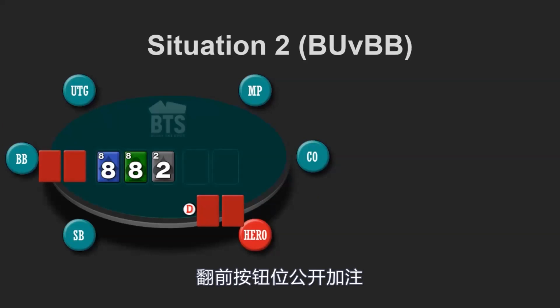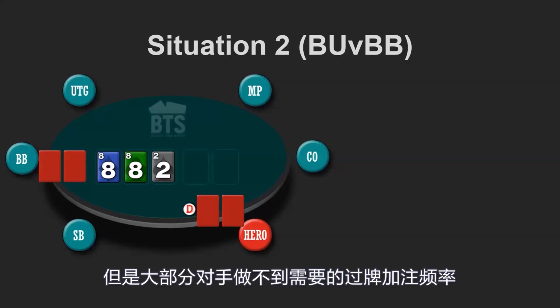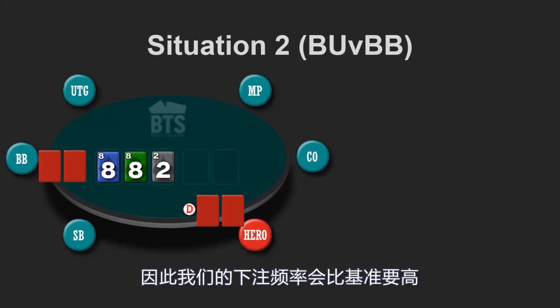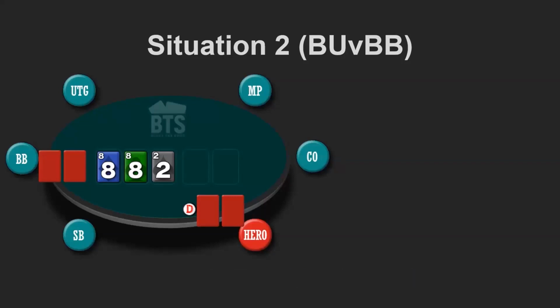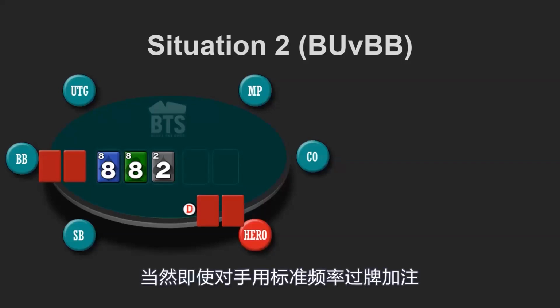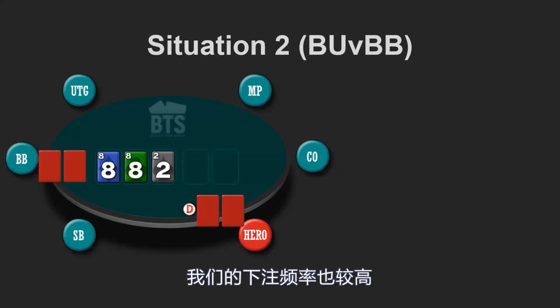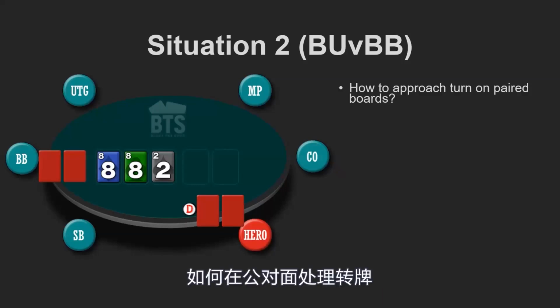Now, so now we open the button. Board is ace 8-8 deuce rainbow. We are actually c-betting our whole range here. Villain should be check-raising quite a lot, but that's not what they're going to do. So basically we can get away with c-betting at a high frequency. But even without that, it's still c-betting 8-8 deuce at a really high frequency. So now how do we approach the turn on paired boards?